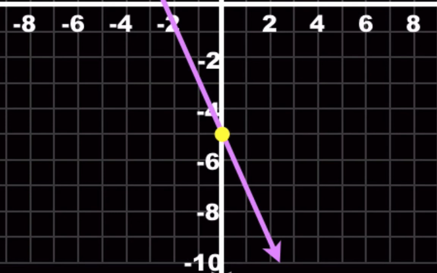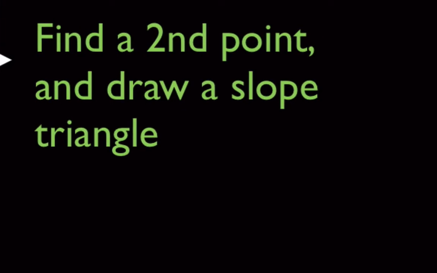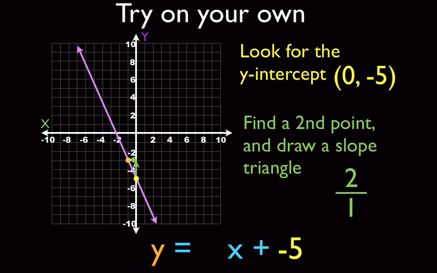All right, so now finding the y-intercept, we found a second point, which is right there. It looks like what I do is I go up 2 over 1. So I count up 2 and over 1. So I'm going to go ahead and make my slope 2 over 1. The idea now is to decide, is this a negative line or a positive line? It is, in fact, a negative.